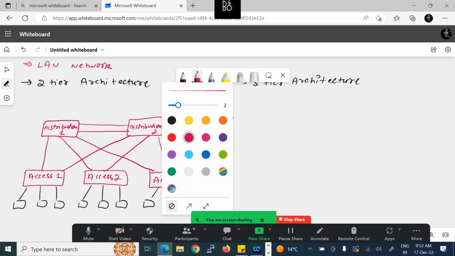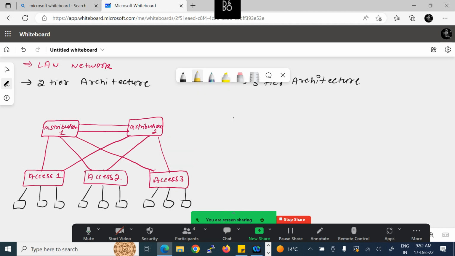We will be configuring VLANs, right? Like this user is in VLAN 10, this user is in VLAN 20, this user is in VLAN 30, and so on. So I will be making the VLAN configuration. For VLAN configuration, I can configure VTP, right? And then I will be configuring all of these links as trunk.